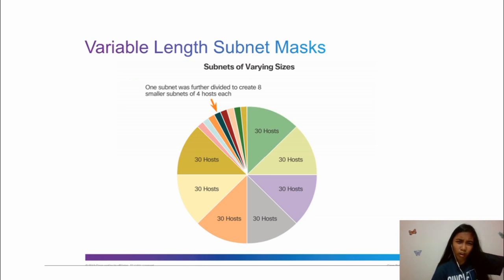One of the subnets is further divided to create 8 smaller subnets of 30 hosts each, and it varies into different sizes.